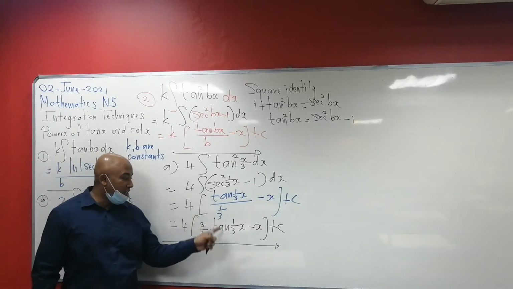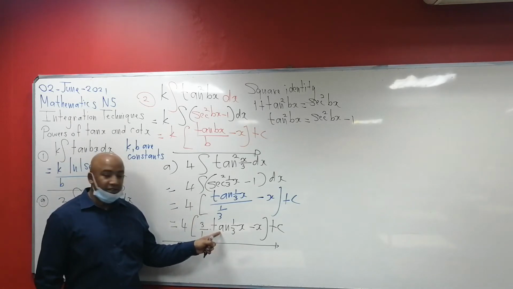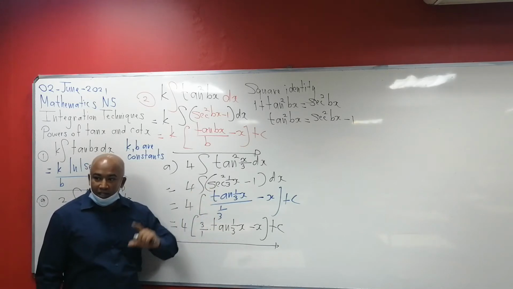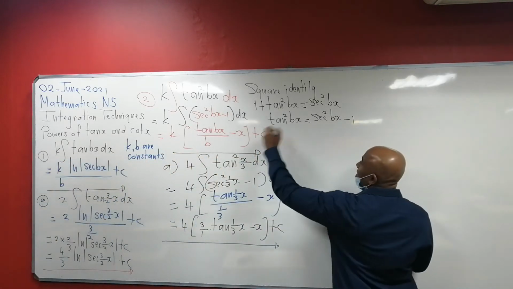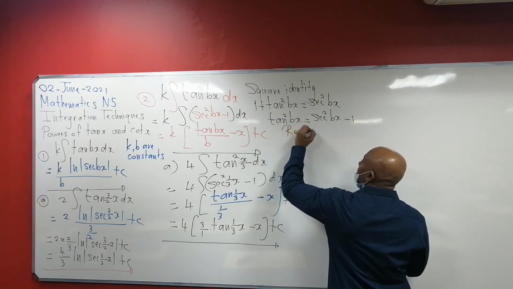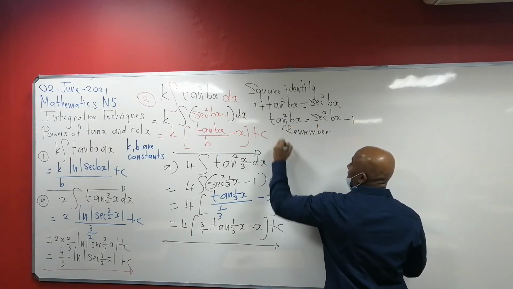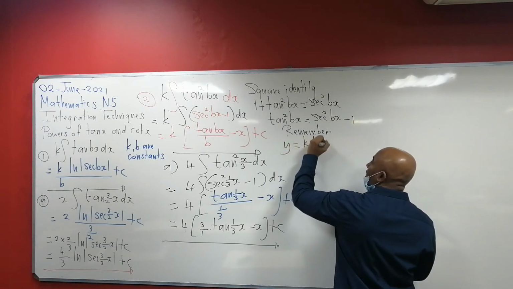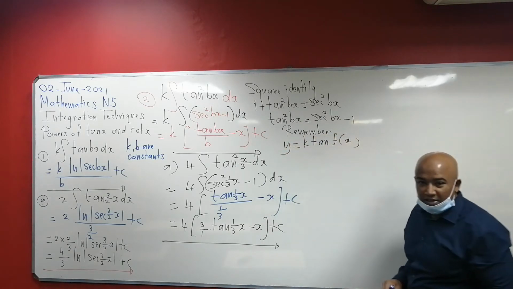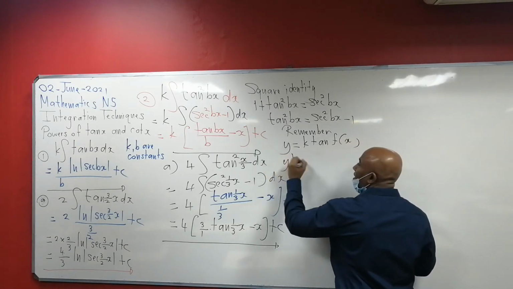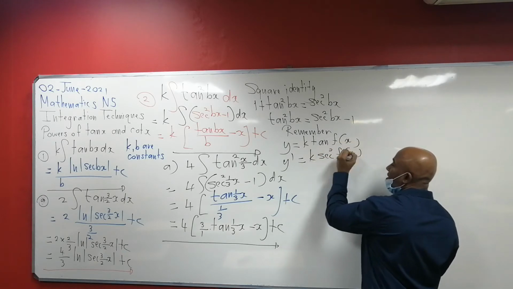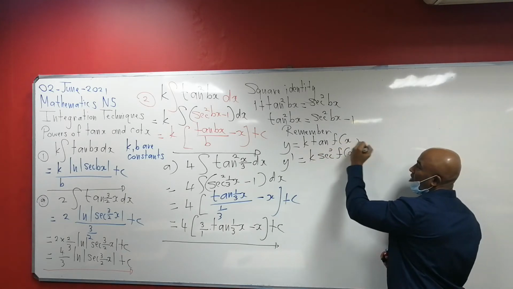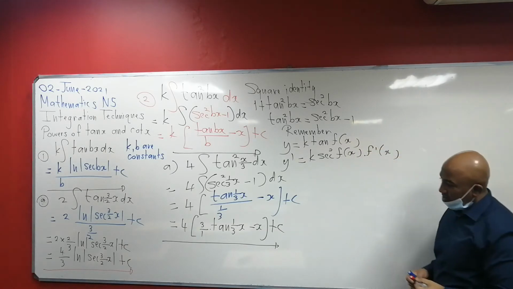Remember, if you differentiate tan, what is the derivative of tan? The derivative of tan 1 over 3x is going to be sec squared 1 over 3x times 1 over 3. How do you check your solution? Use differentiation. So remember that if y is equal to k tan f of x, this is our table of derivatives, then the derivative of tan f of x is going to be sec squared f of x times the derivative of f of x, which is f prime x.